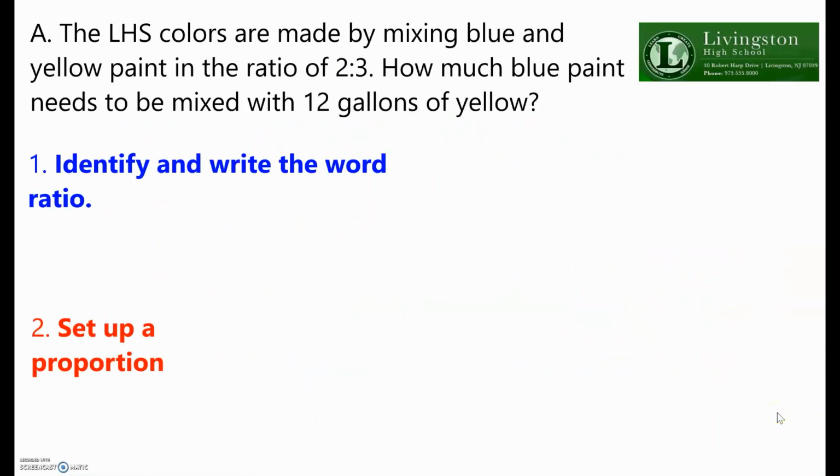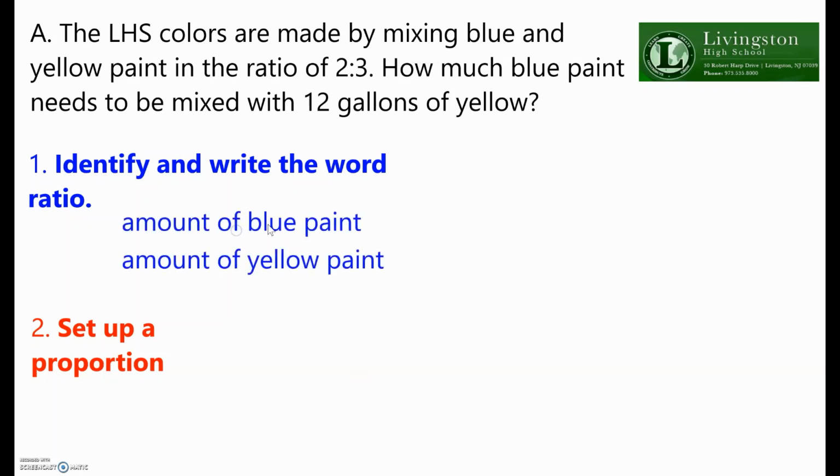For our first word problem, we are mixing paint. So it says the LHS colors are made by mixing blue and yellow paint in the ratio of 2 to 3. Notice how I'm reading the ratio as 2 to 3. I know that sounds ridiculous, but we know that that colon means "to." How much blue paint needs to be mixed with 12 gallons of yellow? So we're looking at the ratio of 2 to 3, but we're dealing with 12 gallons of yellow paint. So we're going to have to build up that blue paint as well.